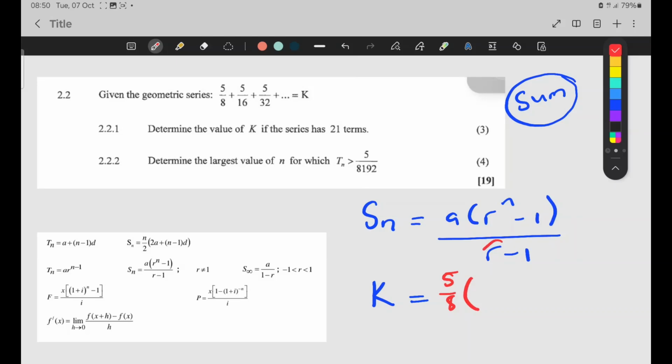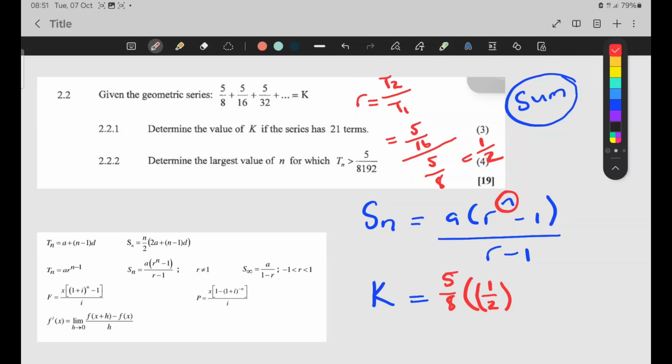And then r, this r is the constant ratio. So how do we get the constant ratio? We say term 2 over term 1. So term 2 is 5 over 16. And this is over 5 over 8. So the answer we get is a half. Eh? So our r is a half. So this is a half, in brackets to the n. N is the number of terms. Eh? So it says here that our series has 21 terms.